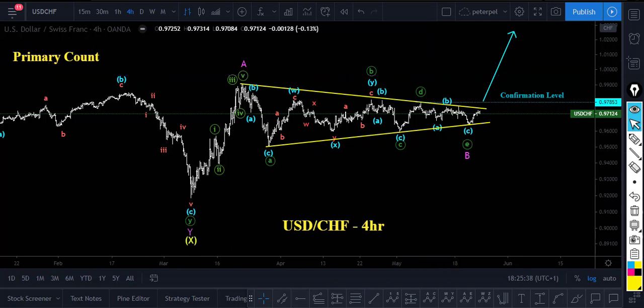It is very subjective because the rules and guidelines are there. Then you need to understand the dynamics of it in order to always get the right entry. So this is our primary count. This is the triangle that we entered. This is how I entered this trade.